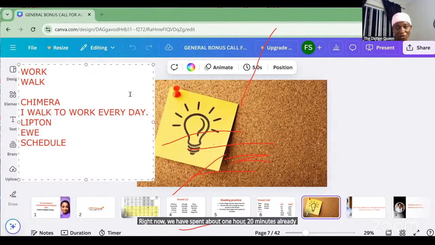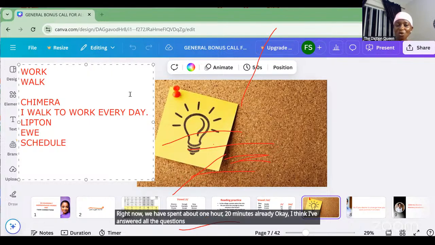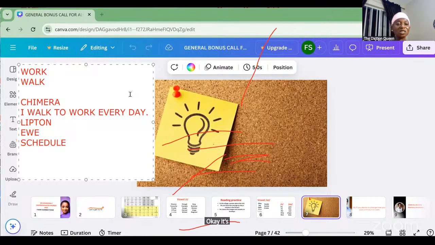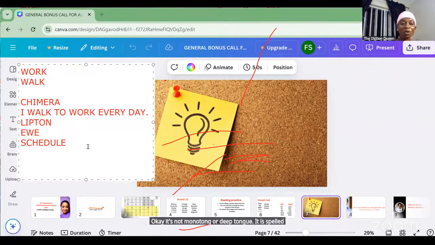Okay, I think I've answered all the questions. If I'm reading, how do I know when to use monophthong or diphthong? Okay, it's not "monotongue" or "diphthong". It is spelled this way. Monophthong.